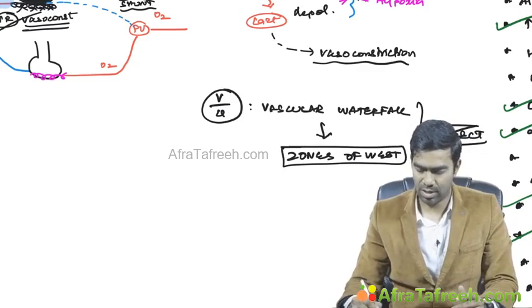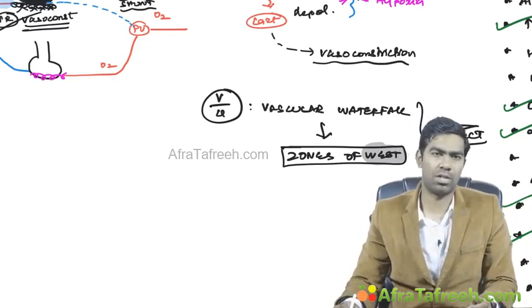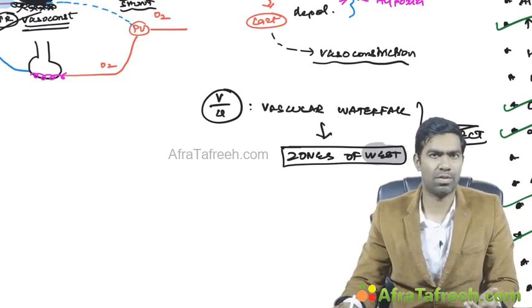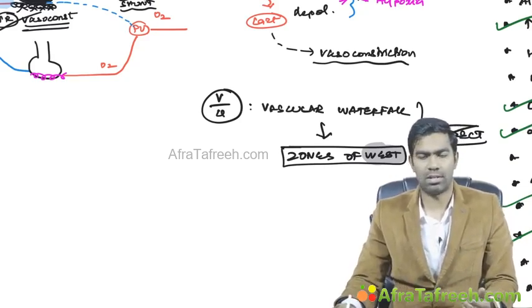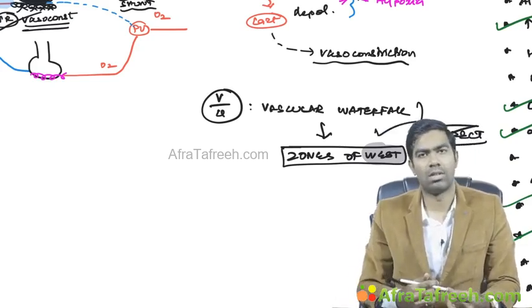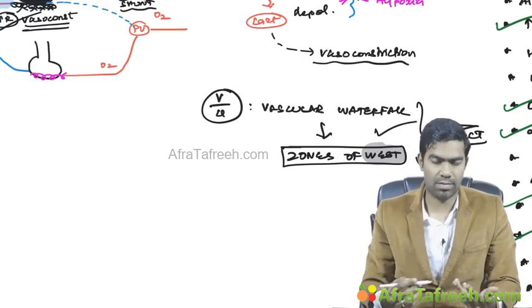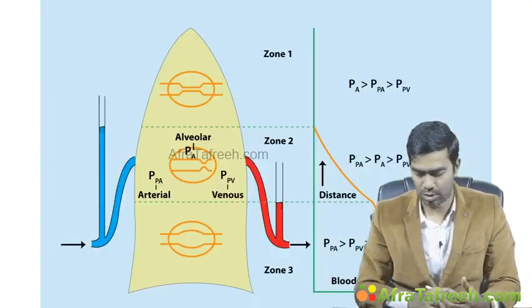And West is actually a very, very big pulmonary physiologist. He has his own book, West Pulmonary Physiology. It's one of the very, very good books to read for pulmonary physiology. And one of my favorite books, in fact. So he's the one who gave these zones. We will see in the next image what the zones are and how these things are going to work.